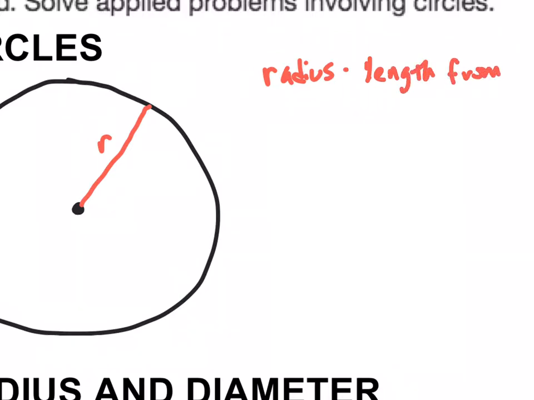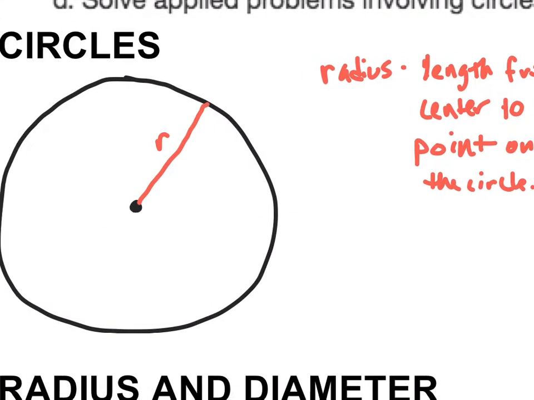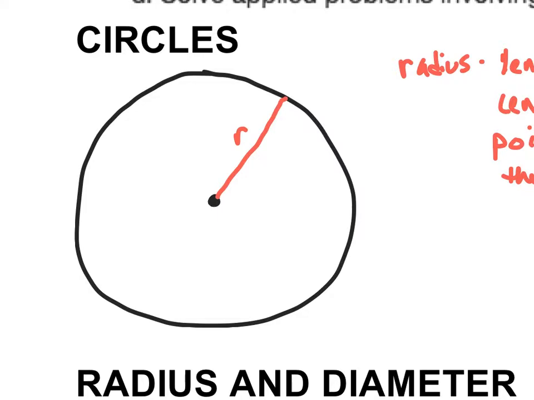The radius is the length from the center of a circle to any point on the circle. Okay, and that's what I know. Now I could also draw a number of radiuses. I can draw actually an infinite number of radiuses, but we won't get into that really.